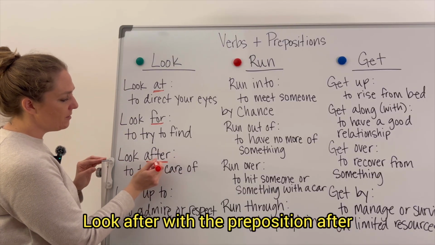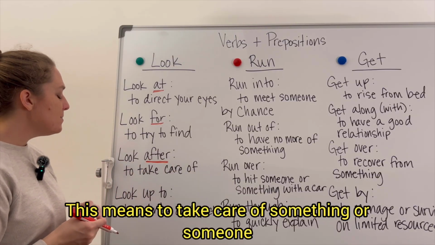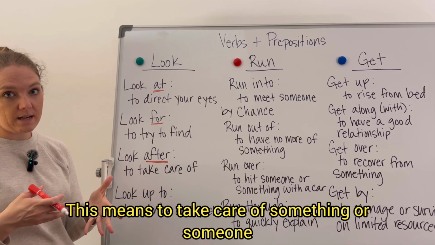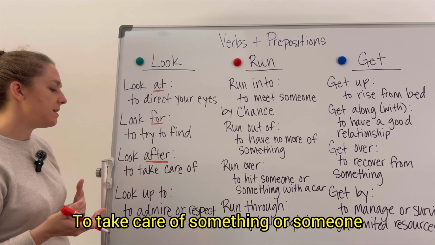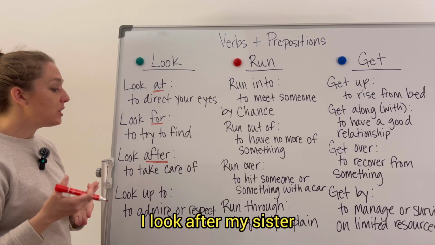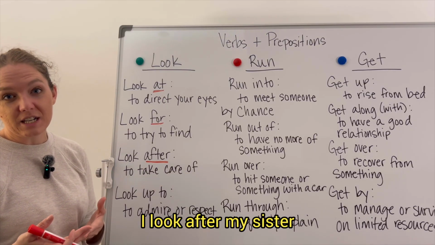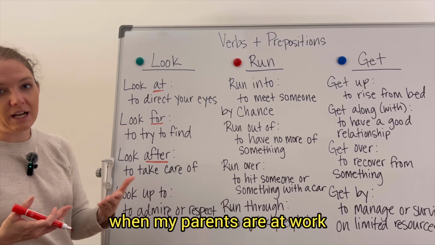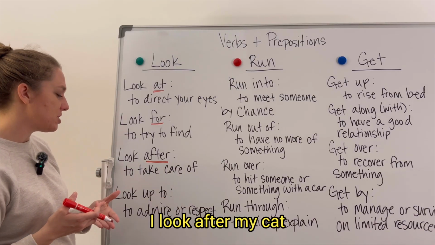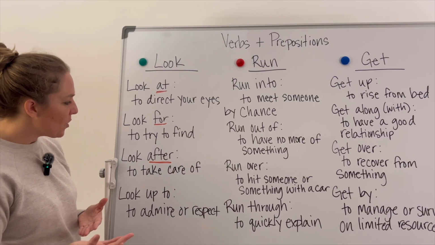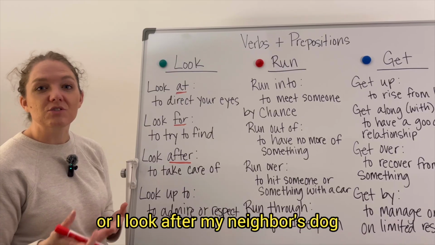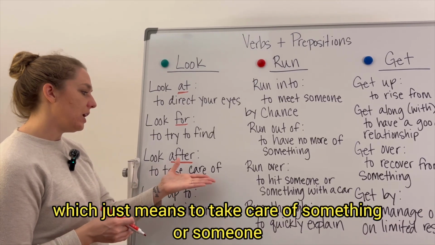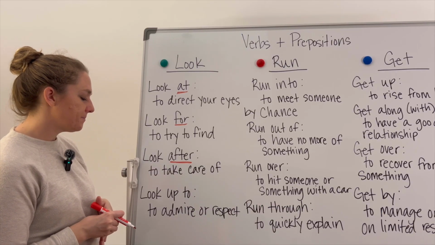Next is look after. Look after with the preposition after. This means to take care of something or someone. I look after my sister when my parents go on a date, when my parents are at work. I look after my cat, or I look after my neighbor's dog when they are out of town, which just means to take care of something or someone.